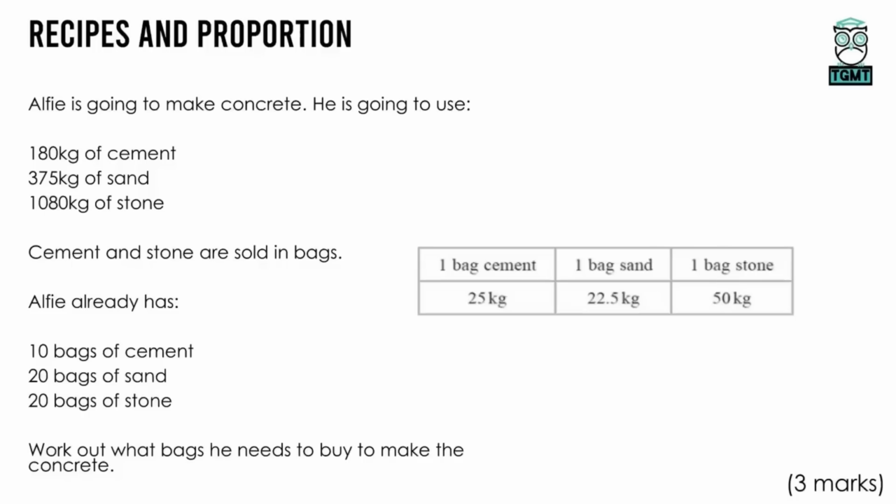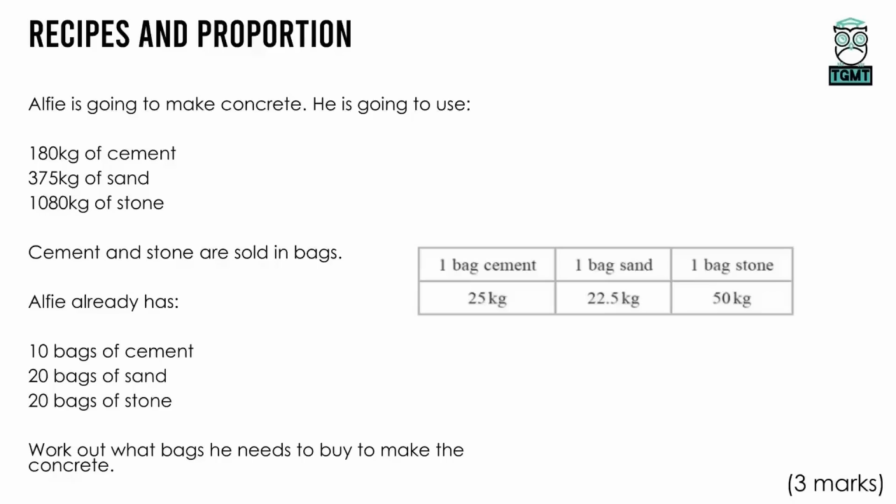Okay, so looking at some proportion. It says here Alfie's going to make some concrete and this is how much cement, sand and stone he's going to use. It says the cement and stone are sold in bags and this is what he already has. So he has 10 bags of cement, 20 bags of sand, 20 bags of stone. Work out what bags he needs to buy to make the concrete.